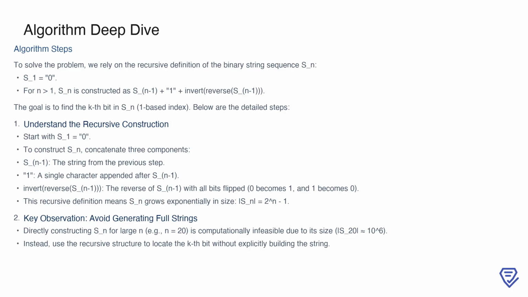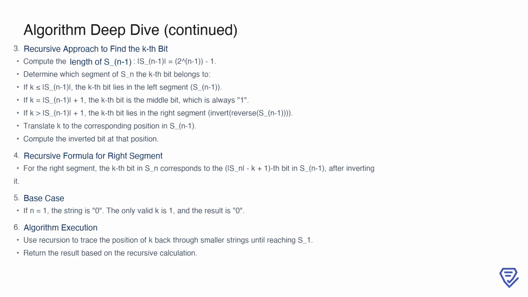However, directly generating these strings for large n becomes computationally expensive and impractical. The key is to leverage this recursive structure to find the kth bit without explicitly constructing the full string. This insight is foundational to our approach. The recursive approach to find the kth bit begins by calculating the length of s_(n-1), which is 2^(n-1) - 1. From here, we determine which part of s_n the kth bit belongs to.